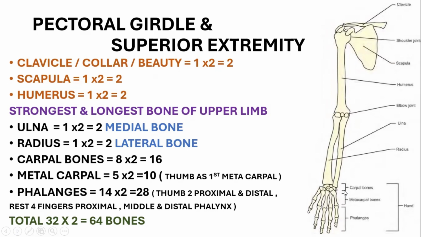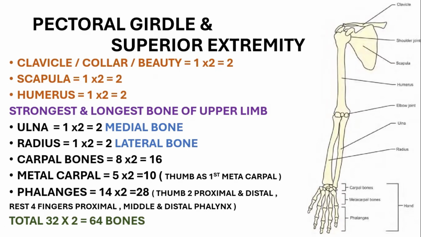So here we have carpal bones. How many carpal bones? Very confusing questions, carpal bones and tarsal bones. So remember, carpal bones is 8. Numbered 8 in one hand. So in both hands, 16 in number.